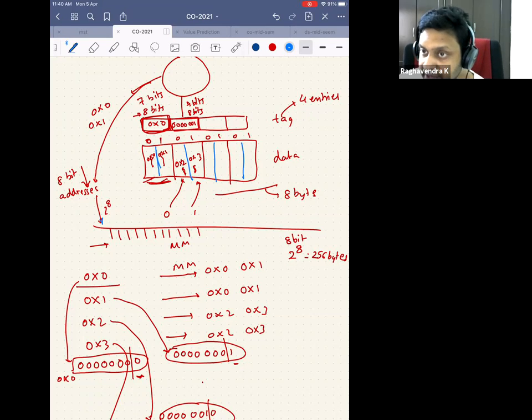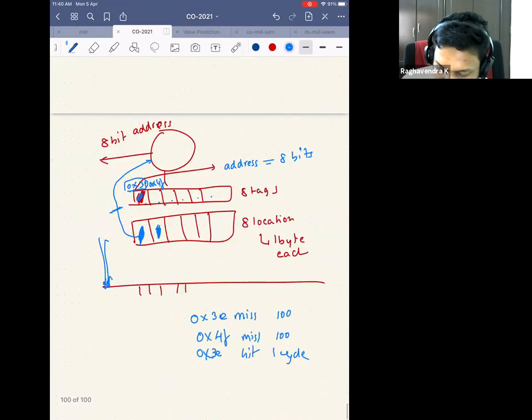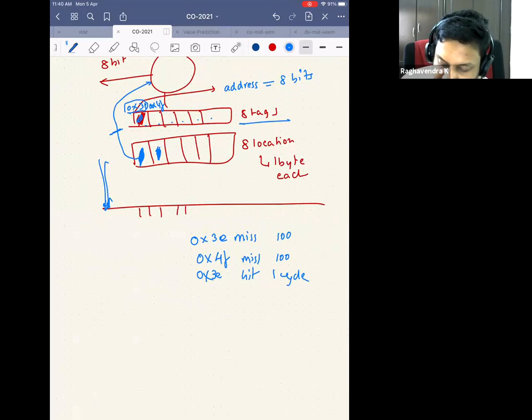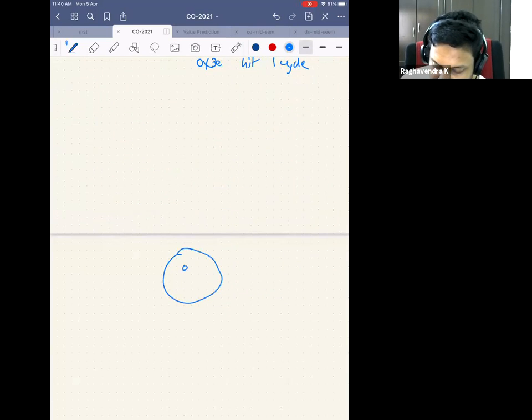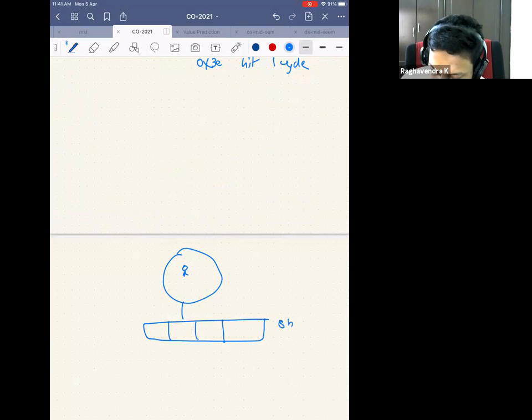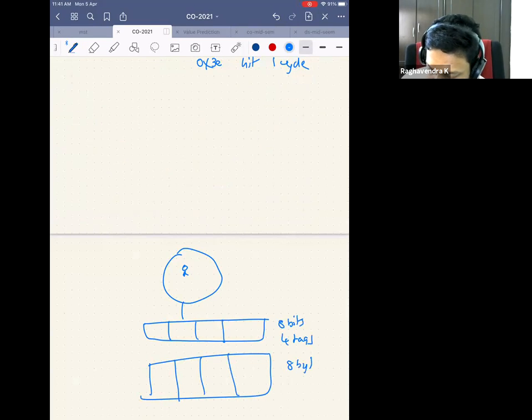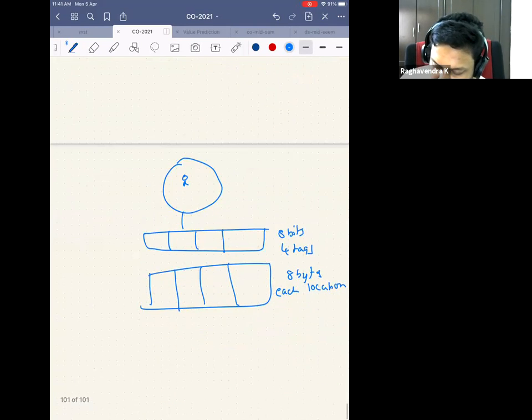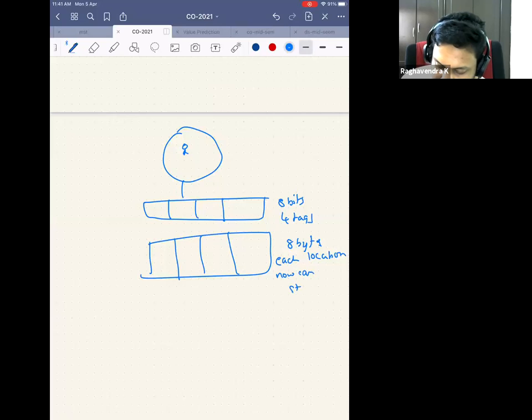So one of the designs that we came up with: first we'll write the hardware. The hardware looks something like this. Now instead of having 8 tags, I have only 4 tags. I have clubbed these tags. So there are only 4 tags, each having 8 bits. And I still have 8 bytes, but each location can now store 2 bytes.